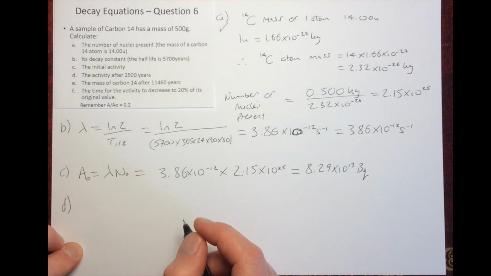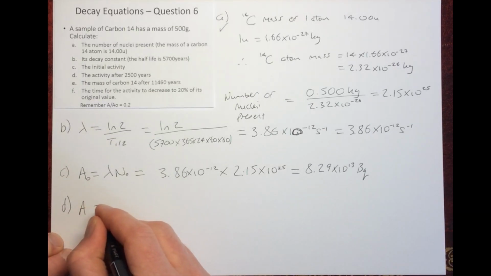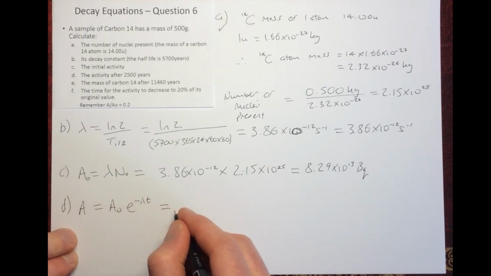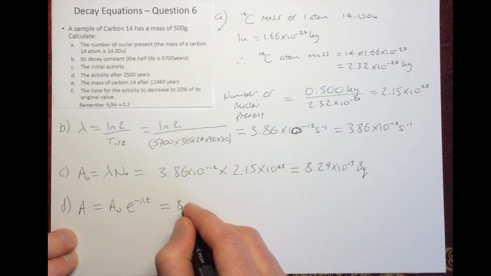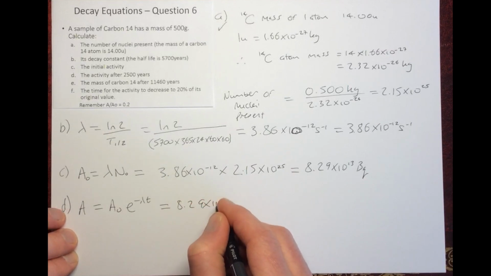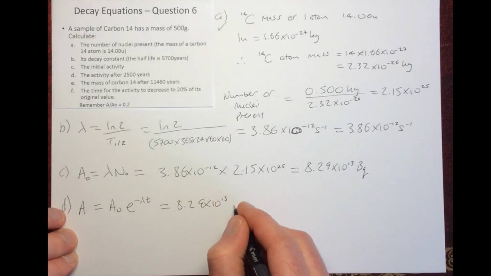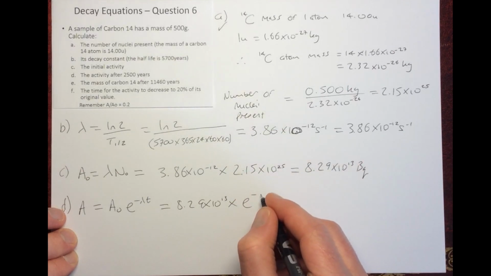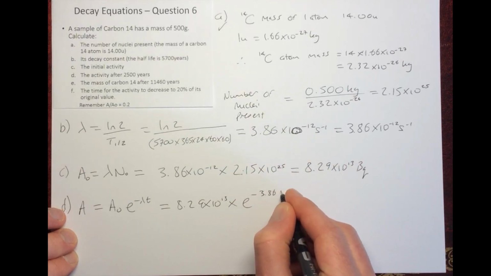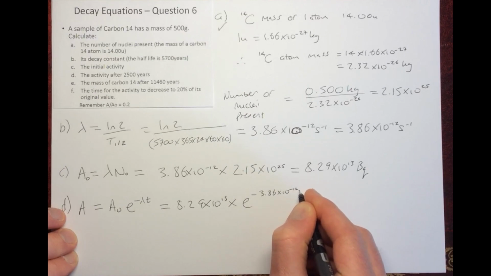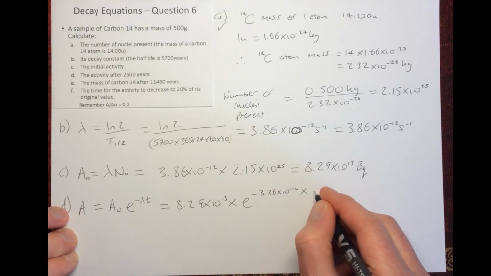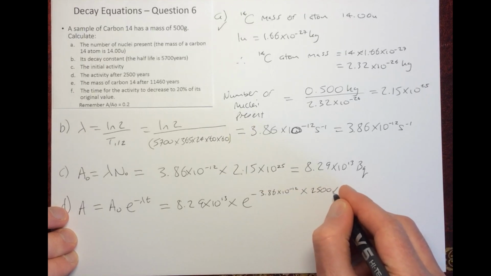D, the activity after 2,500 years. So we're just going to use this equation here. A equals A naught e to the minus lambda t. We know what A naught is because we've just worked that out, the original activity. And we know that e is that. And we know the decay constant is 3.86 times 10 to the minus 12. And we're going to multiply that by the time. And the time here is 2,500, but we're going to convert this into seconds.